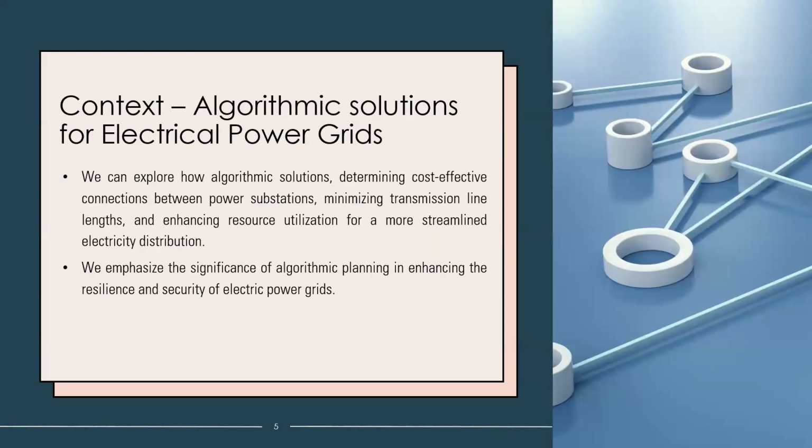Going further, we explore how these algorithmic solutions can determine cost-effective connections between substations. By minimizing transmission line lengths, we not only save on infrastructure costs, but also enhance resource utilization, resulting in a more streamlined and reliable electricity distribution.